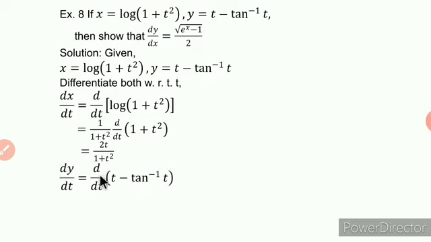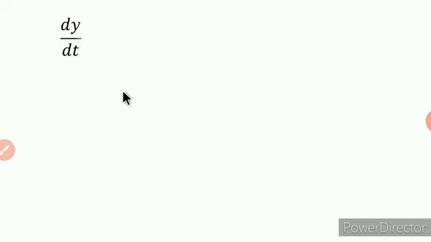And dy by dt is equal to d by dt of t minus tan inverse t. So it is equal to 1 minus 1 upon (1 plus t square). Taking here the LCM, we get (1 plus t square minus 1) divided by (1 plus t square). Now here 1 minus 1 gets cancelled, so in the numerator we remain with t square. And therefore we get dy by dt is equal to t square upon (1 plus t square).